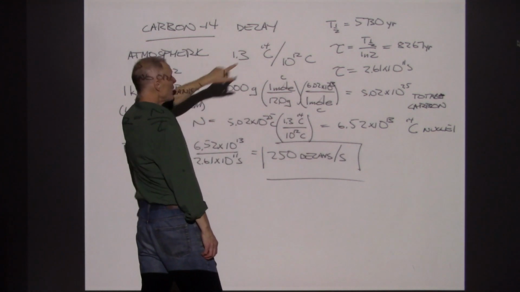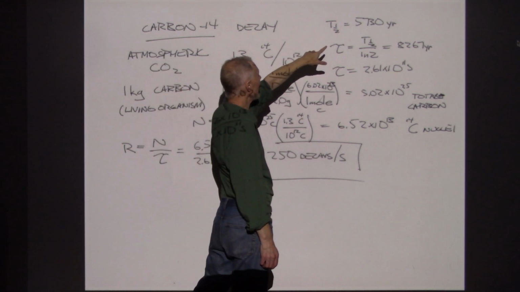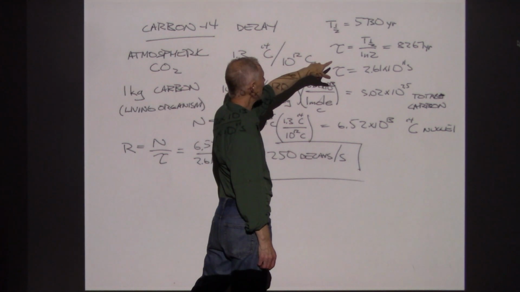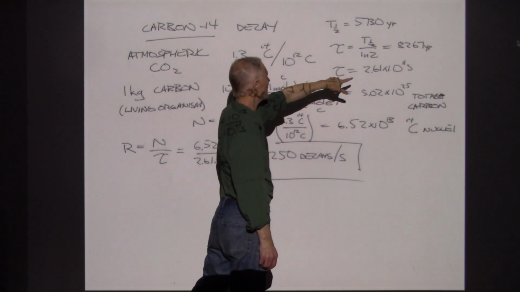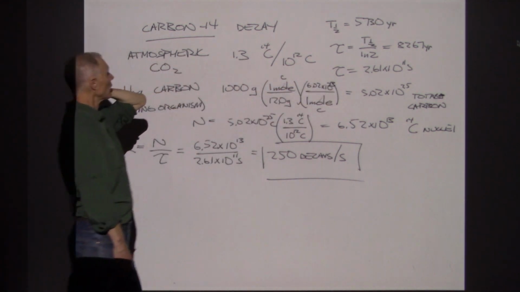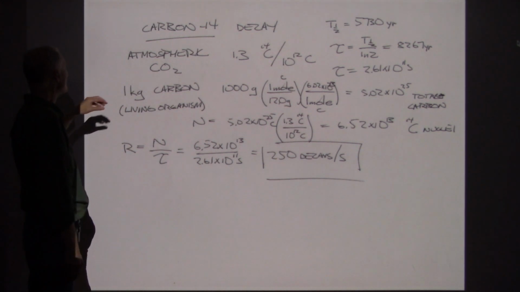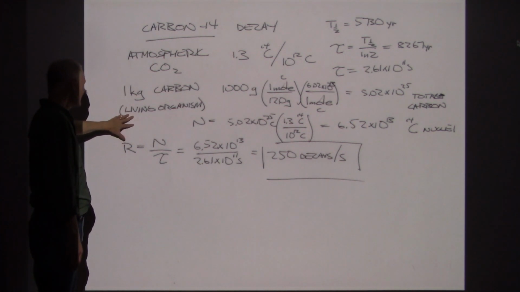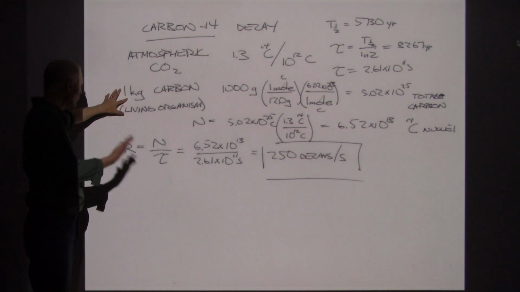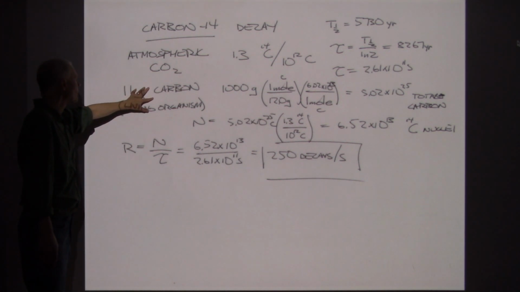So now we had done these numbers on carbon-14 before, the half-life. We used that to calculate the lifetime. We used that to put the lifetime in seconds. So the lifetime of carbon-14 in seconds is 2.61 times 10 to the 11 seconds. What if we have a living organism that includes a kilogram of carbon?